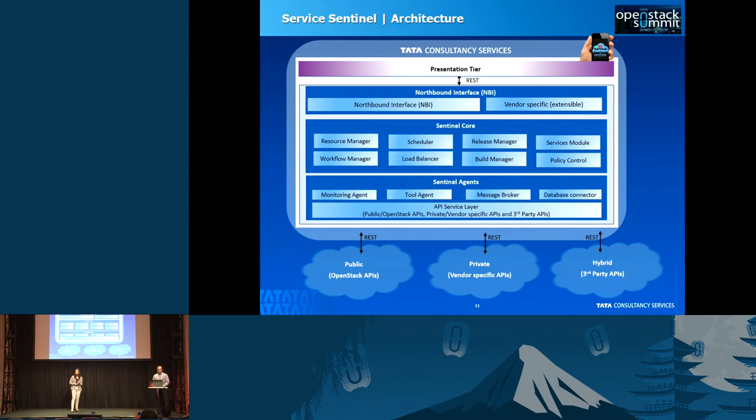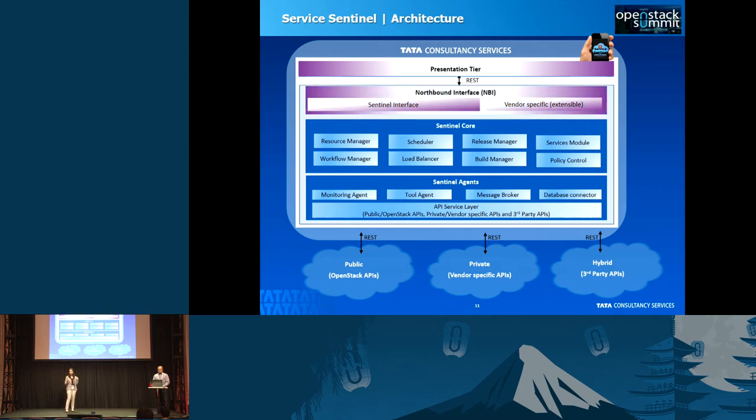So here we have four main tiers, the first tier being the presentation tier, where the users can send requests. The users can be lab infra, DevOps, or general users. This presentation tier interacts with the northbound interface, or NBI layer, through certain REST APIs that we have written. The NBI layer consists of Sentinel-specific or vendor-specific APIs that perform the different tasks on the controller or the Sentinel core layer. The Sentinel core layer consists of various components that are targeted when a lab infra user or a DevOps user performs a certain kind of activity. We will discuss that in detail in the forthcoming demo.